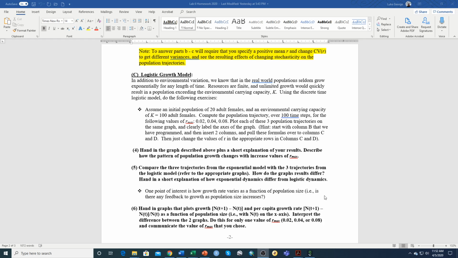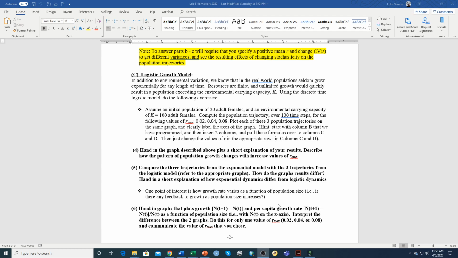All right, so let's move on to logistic growth models now and look at the homework assignment, making sure I get through all the questions. The first thing we ask you to do is to start with an initial population of 20 adult females, K of 100, and compute the population trajectory over 100 time steps for our r max values of 0.02, 0.04, 0.08, and then plot those on the same graph.